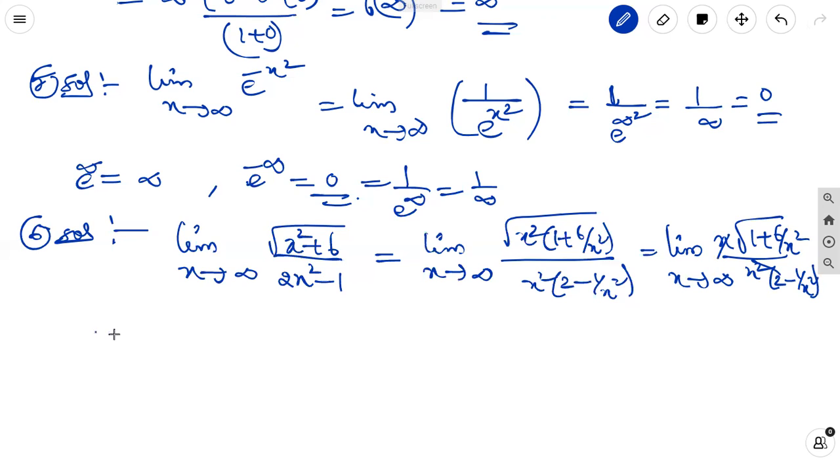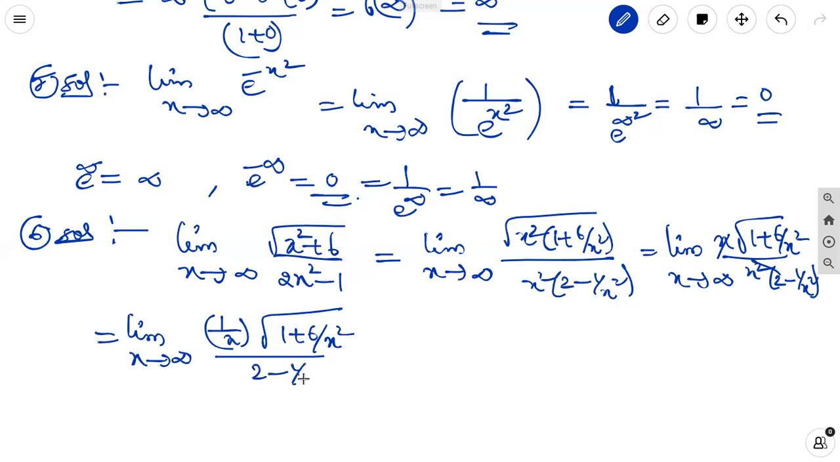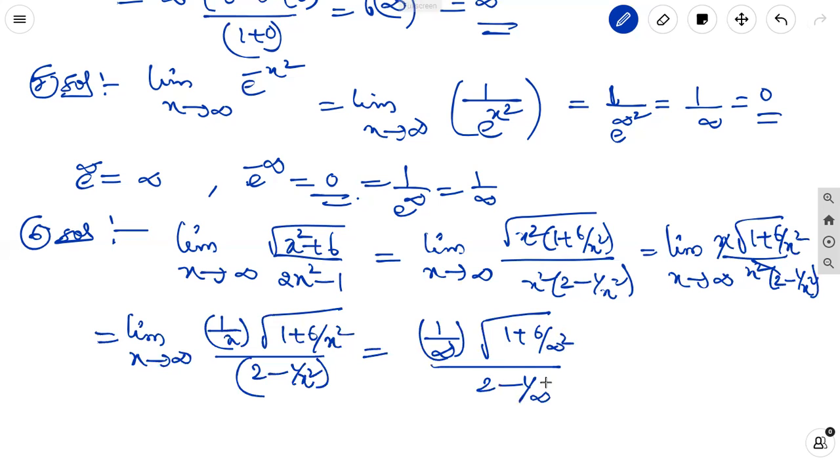One x cancels. It is equal to limit x tends to infinity 1 by x into under root of (1 plus 6 by x square) by (2 minus 1 by x square). It is equal to 1 by infinity into under root of (1 plus 6 by infinity square) by (2 minus 1 by infinity square). It is equal to 0 into under root of (1 plus 0) by (2 minus 0), equal to 0.